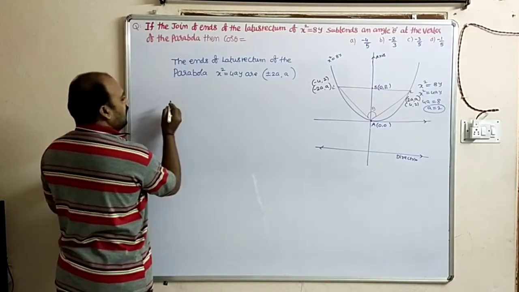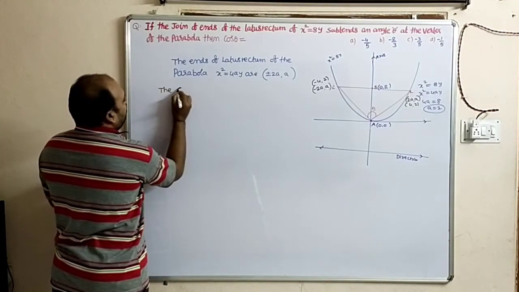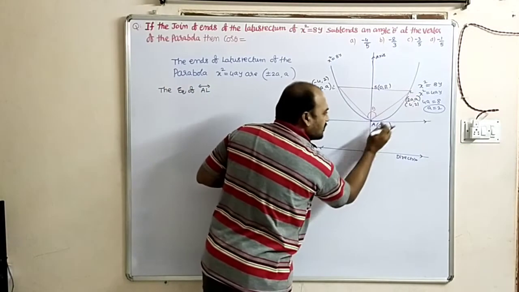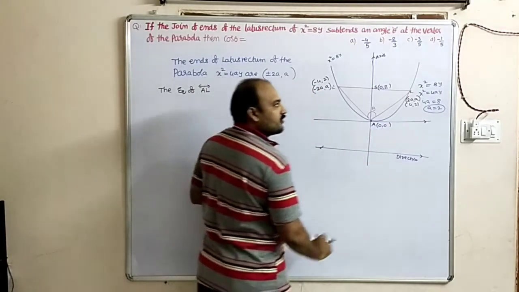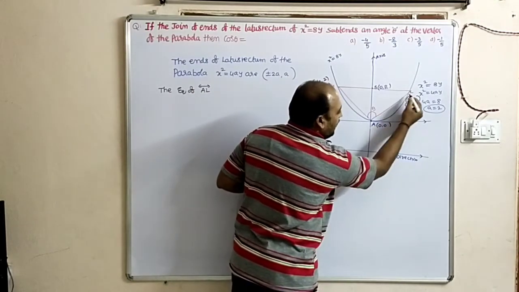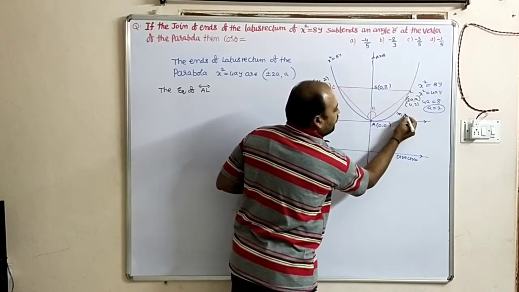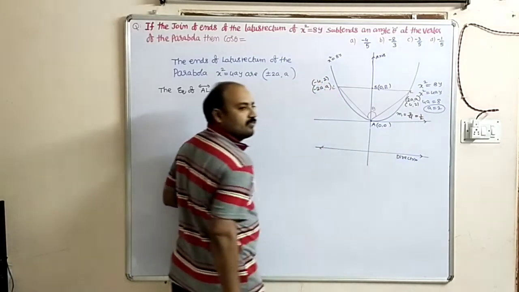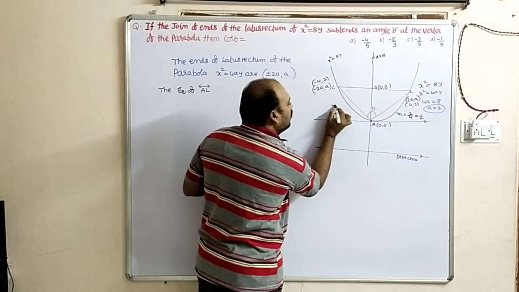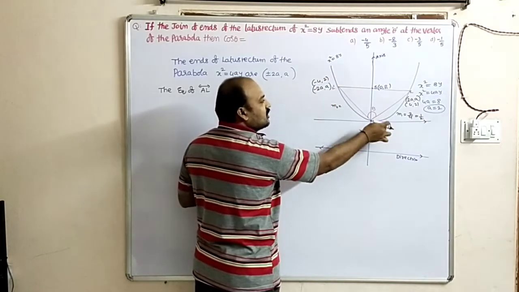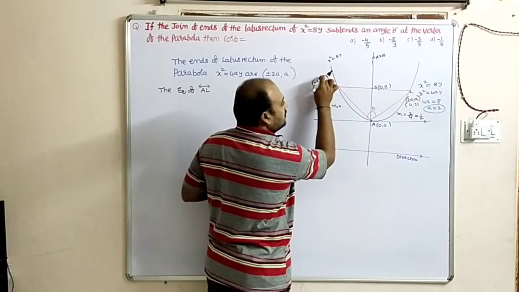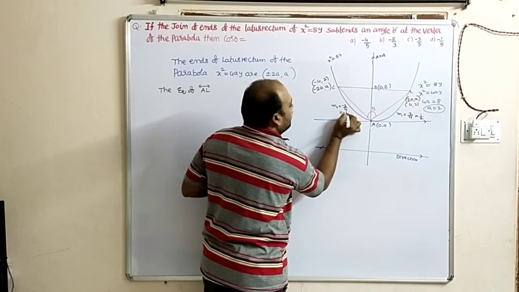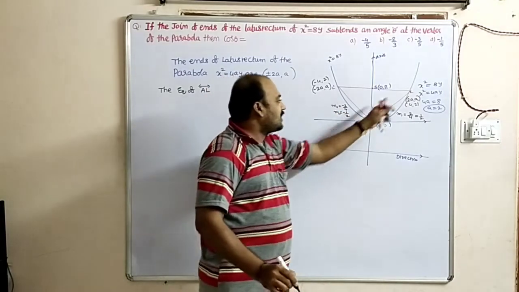See here, the equation of AL. This line is passing through 0 comma 0, and the slope of AL is m1, which is y2 minus y1 by x2 minus x1, 2 by 4, which is equal to 1 by 2. The slope of AL dash is m2, 2 minus 0 by minus 4 minus 0, so minus 2 by 4, which is equal to minus 1 by 2. Both lines are passing through the origin.